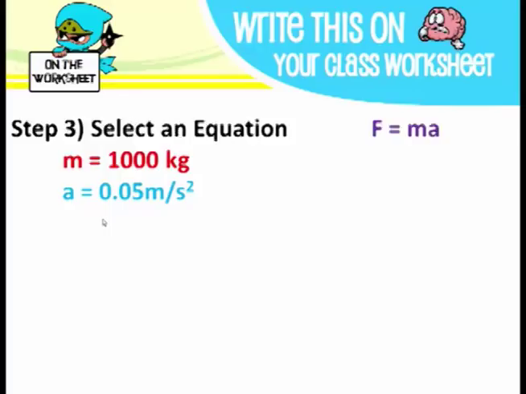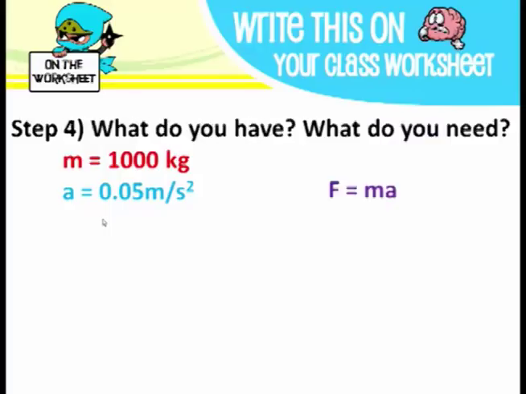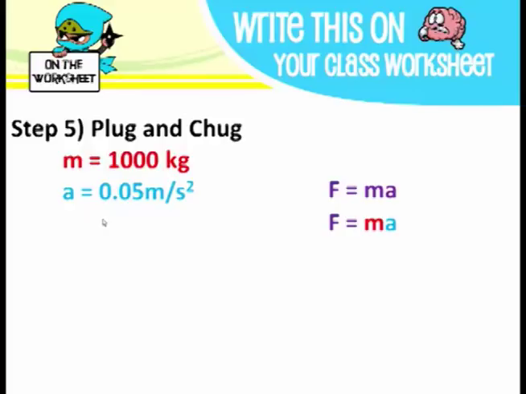All right, so now that we have that, we want to write down our equation. Our equation is F equals MA. Step 4, we want to say, hey, is there anything we're missing? No, we're all good. We have an M, we have an A, we can just solve. And then plug and chug. Put an M in for M, put an A in for A. We're going to have 1,000 times 0.05. Okay, pop that in your calculator for me.